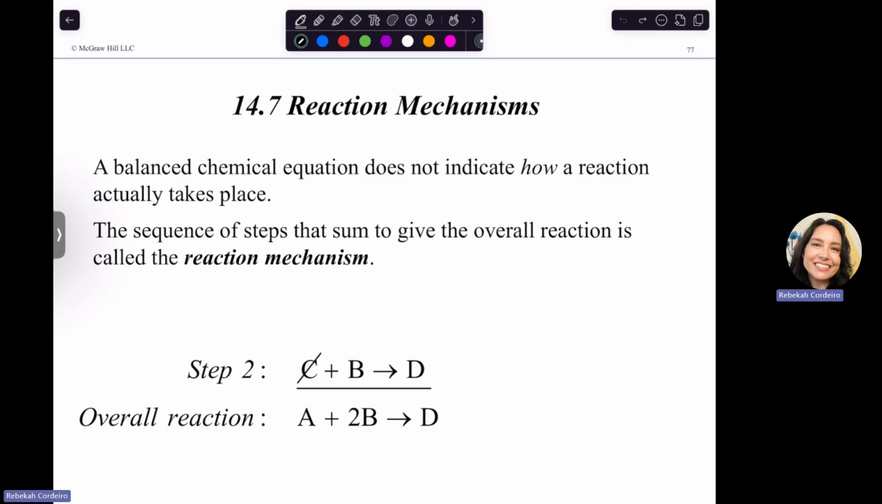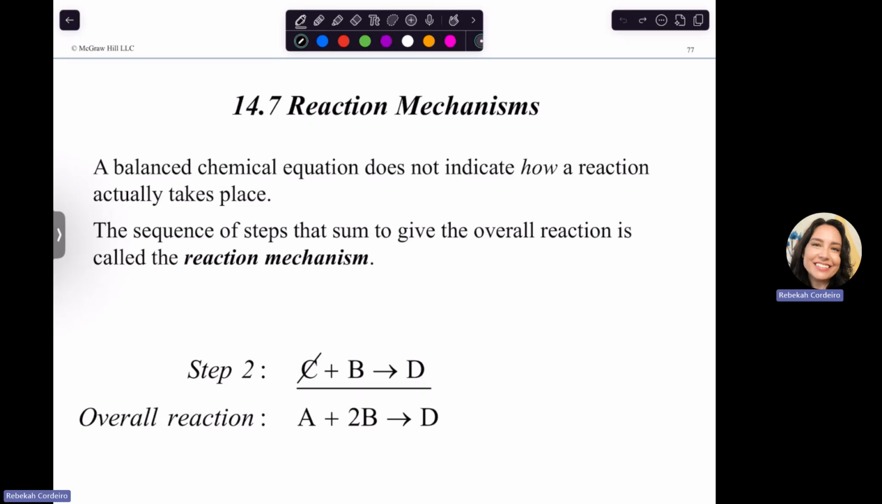If you think about cooking, sometimes you can imagine that this happens. Sometimes when you're baking or cooking, you have to make something in between steps that doesn't actually seem like it's part of your final product because it goes into the next step and gets used up. And that would be something called an intermediate, which we'll talk about in a moment. So the sequence of steps that we see would be the reaction mechanism.